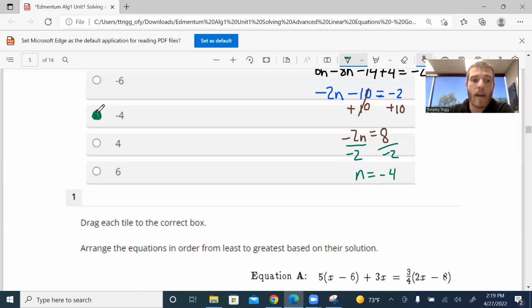A positive divided by a negative is always negative. It doesn't matter which one's bigger or anything like that. When adding and subtracting, it does matter which one's bigger, but not with multiplying or dividing.